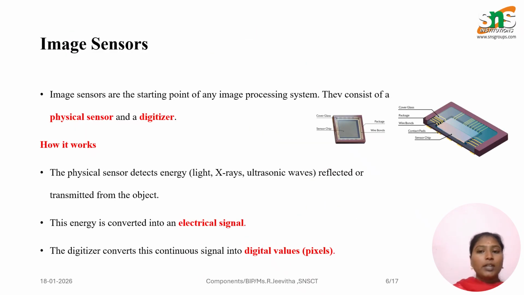Image sensors are the starting point of any image processing system. They consist of two parts, a physical sensor and a digitizer. The physical sensor detects energy such as light, X-rays or ultrasound waves coming from the object. This energy is converted into an electrical signal. Then the digitizer converts this continuous electrical signal into digital values called pixels. Without an image sensor, there is no image at all.